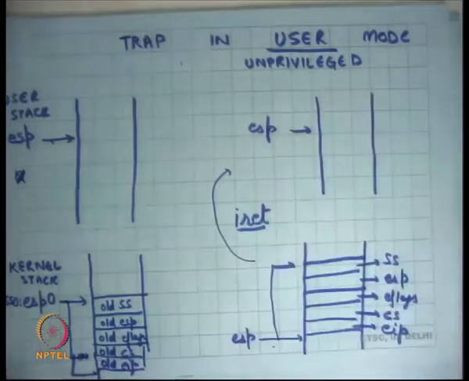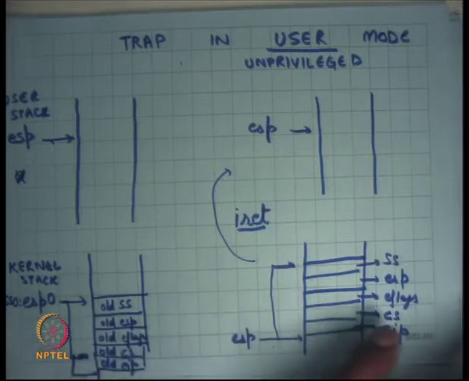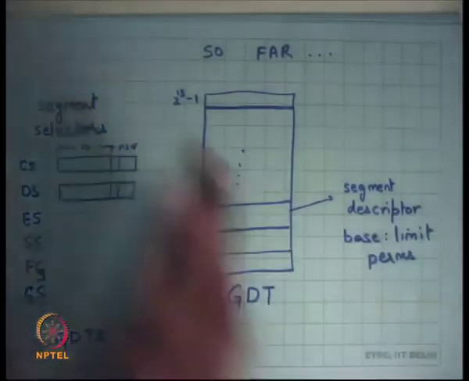Because you have changed the value of SS and ESP, you are now going to start executing in the user stack with exactly the same EIP at which you left off. Okay, so now let's talk about security. What prevents a user from being able to take control of the system?